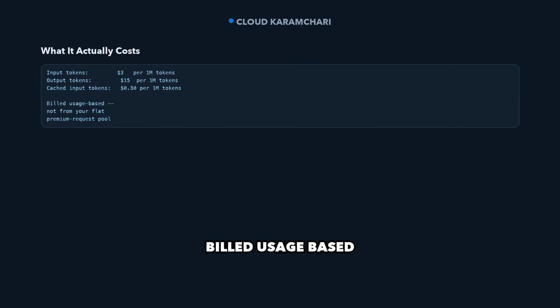Kimi K3 is billed usage-based, not against your flat premium request allowance. $3 per million input tokens, $15 per million output tokens, and 30 cents per million cached input tokens. That output price is where long agentic coding sessions actually save money.